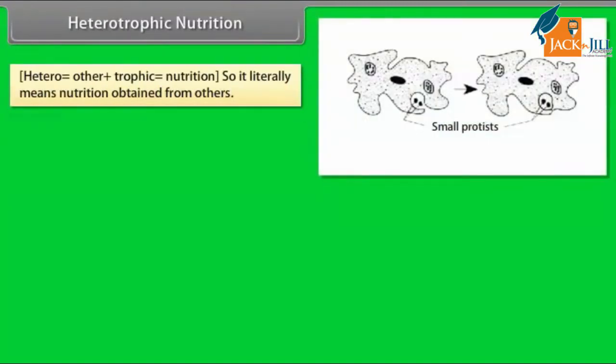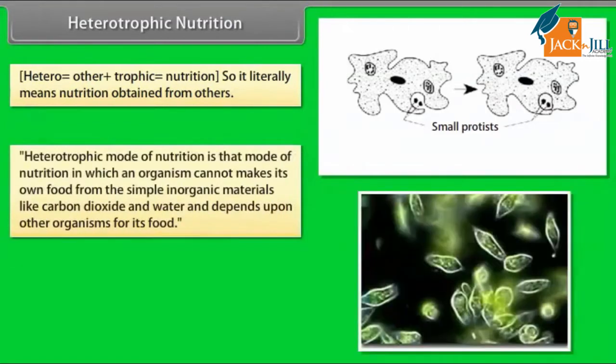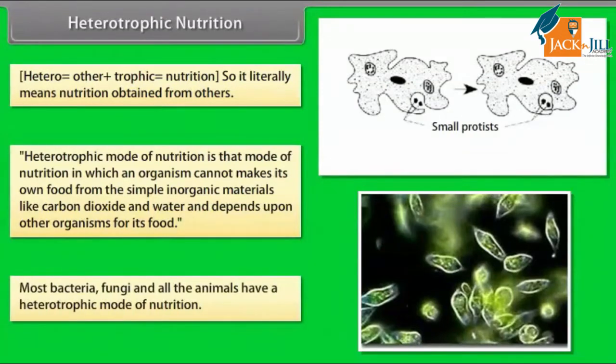Heterotrophic nutrition. Hetero means other, trophic means nutrition, so it literally means nutrition obtained from others. A heterotrophic mode of nutrition is that mode of nutrition in which an organism cannot make its own food from simple inorganic materials like carbon dioxide and water and depends upon other organisms for its food. Most bacteria, fungi, and all animals have a heterotrophic mode of nutrition.